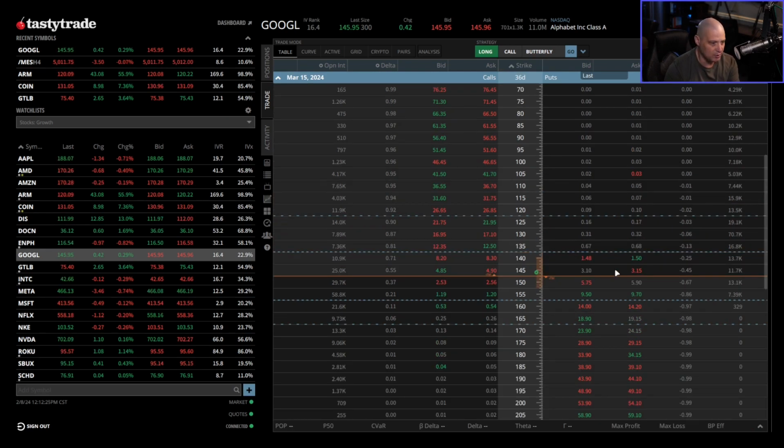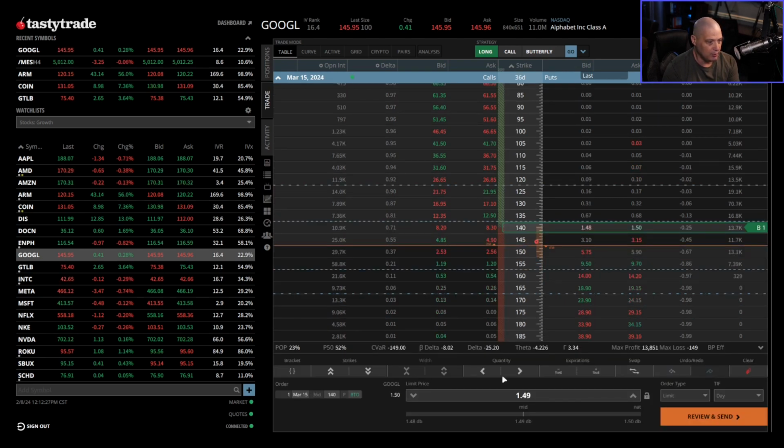Now, if instead I was buying that exact same put, you would see that in the review and send area, it's going to show my delta as being negative 25, because buying a put is bearish, meaning those deltas are going to be negative. Anytime you put on a bullish trade, your deltas are positive. Anytime you put on a bearish trade, your deltas are negative.